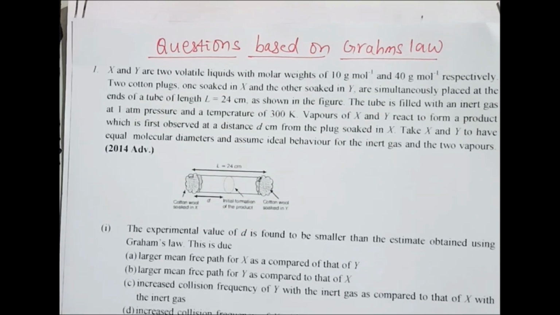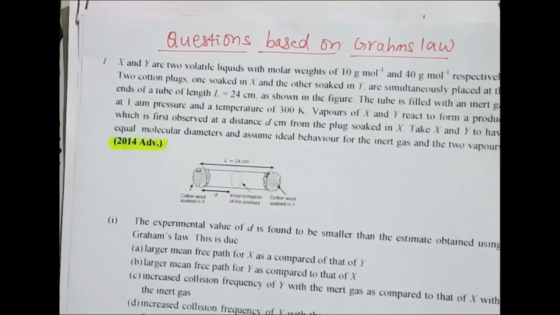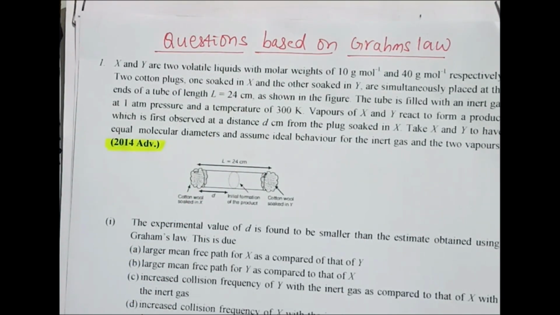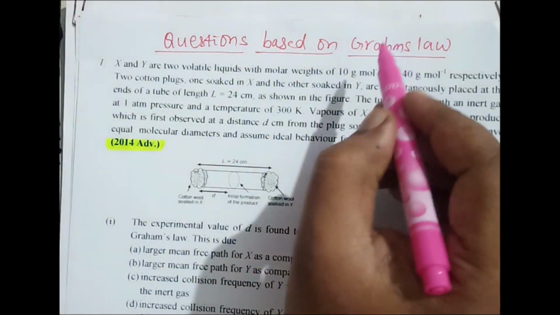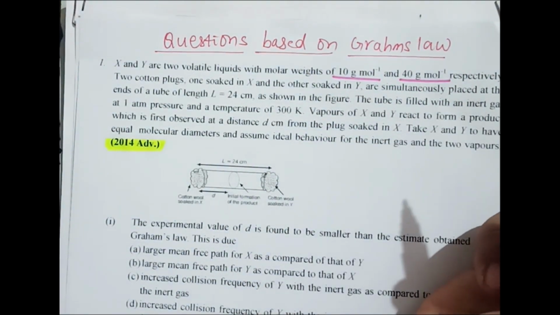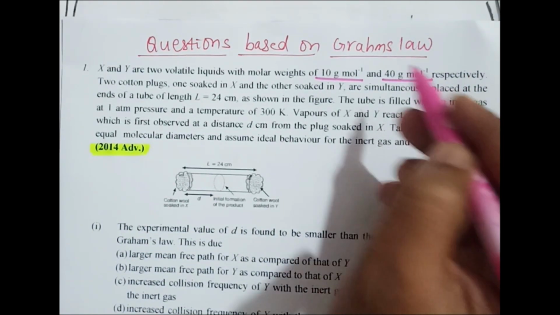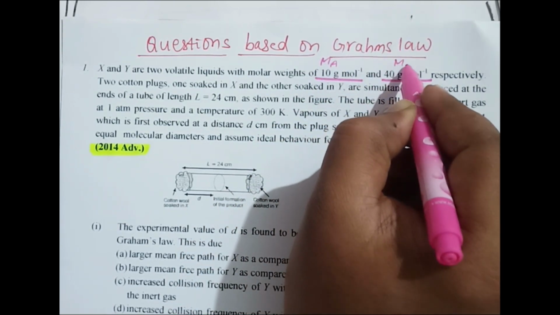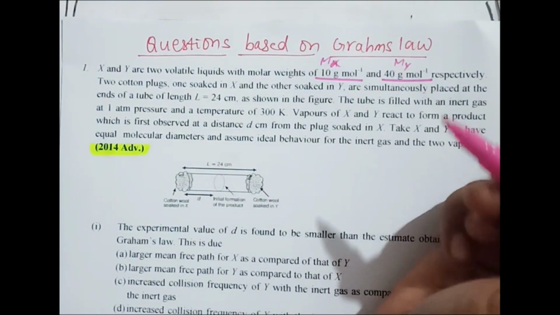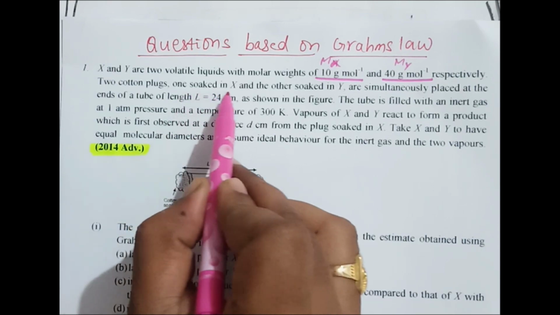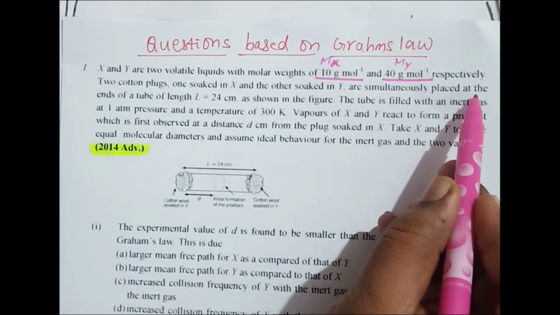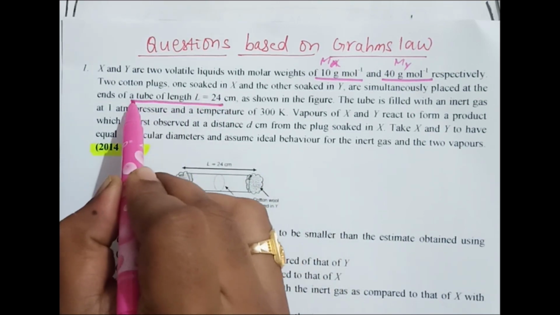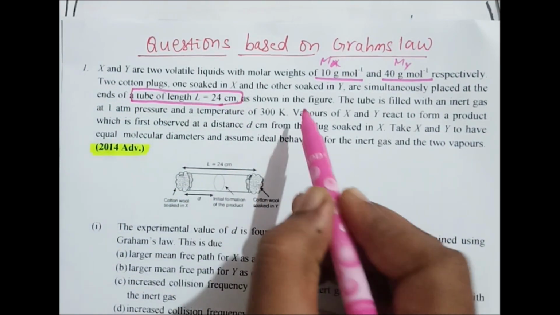This question was asked in IIT 2014. You see what the question is. X and Y are two volatile liquids with molecular weights of 10 gram per mole and 40 gram per mole respectively. This is the molecular weight of X and this is the molecular weight of Y. Now two cotton plugs, one soaked in X and the other soaked in Y, are simultaneously placed at the ends of a tube of length 24 centimeter, as shown in the figure.